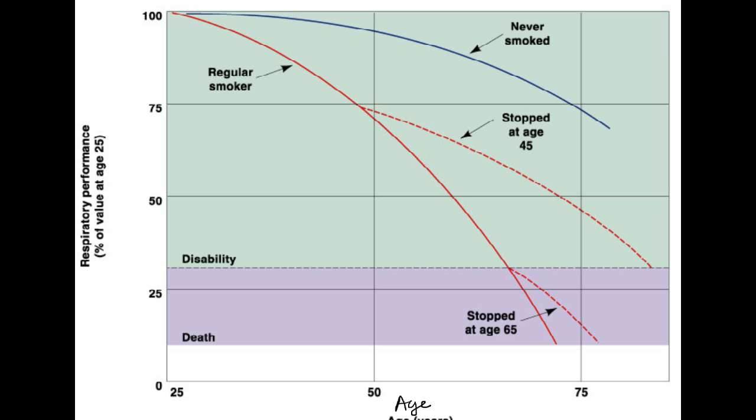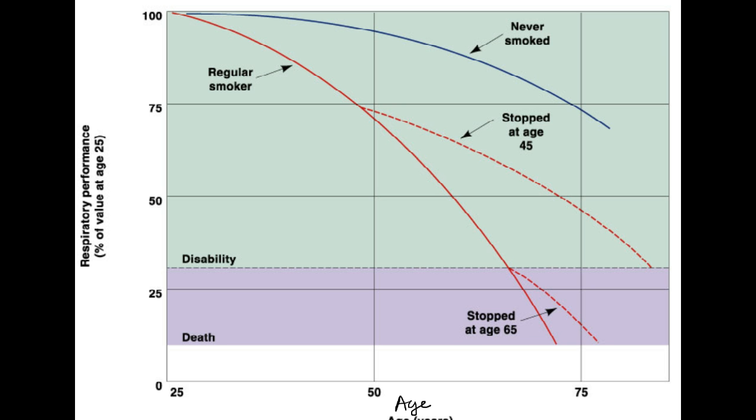But compare that to the red line, someone who is a regular smoker. You see a much sharper decline in respiratory performance on average in a smoker. If we go down to about age 45, we see the first dotted line. An individual who stops at age 45 will immediately see a decrease in that reduction. So it'll be a lot more like the slope of the line we see in an individual who never smoked. Keep on smoking past age 45. Just keep on smoking till you're about 65.